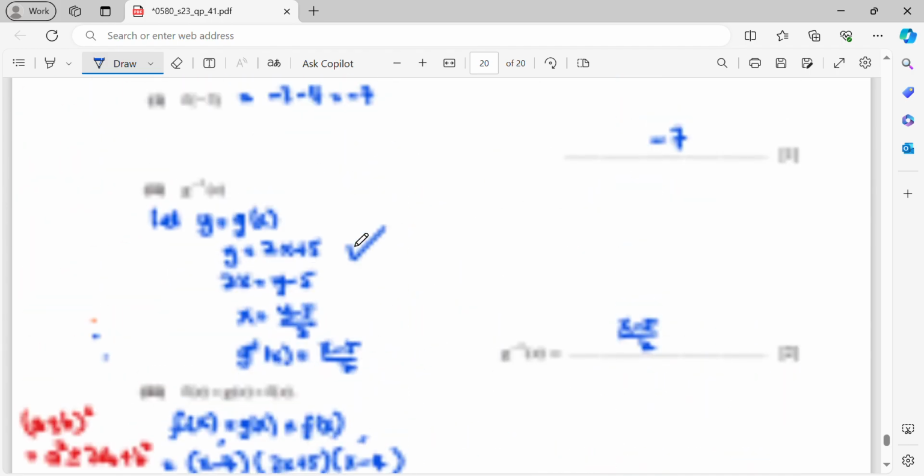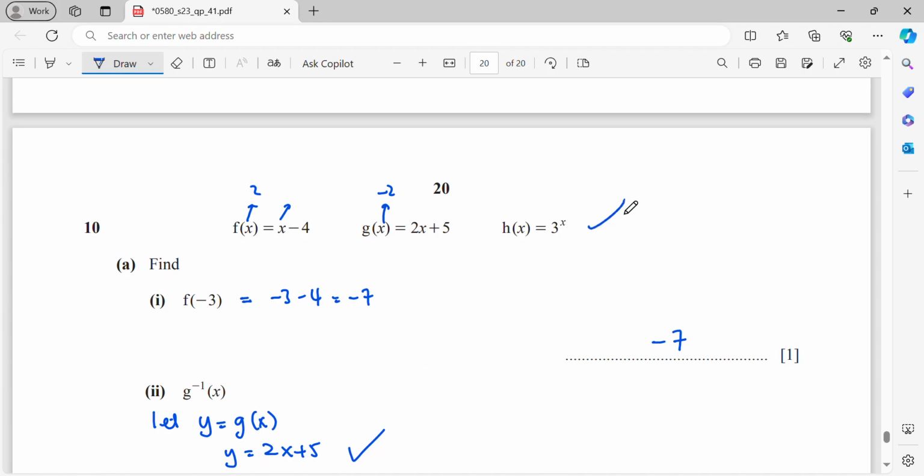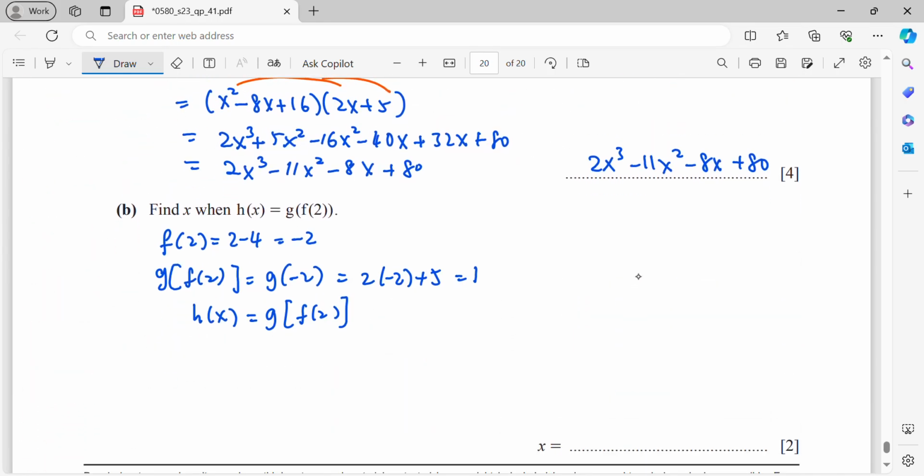So when h(x) equals g(f(2)), that means h(x) is 3 power x. So now I will be getting 3 power x is 1. To solve this, we can just make the 1 as base 3. So I will say 3 power x is 3 power 0. Therefore, your x is 0. So this is one way to do it.